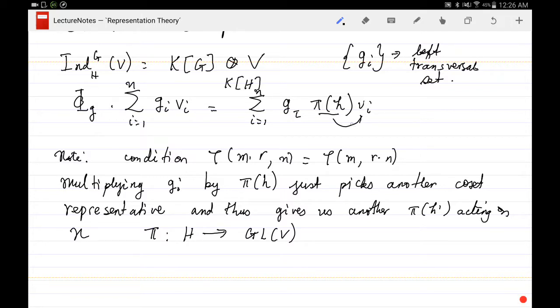but we could get the same result with the pi(h) acting on the g, and this just means that there would be a different pi(h') acting on the V, and the outcome would be the same. So really what's happening is that we really do have a tensor product of our group algebra tensored with the V over the group subalgebra.